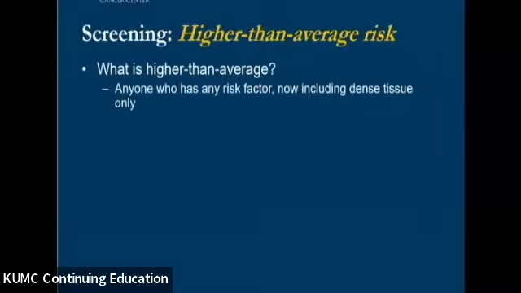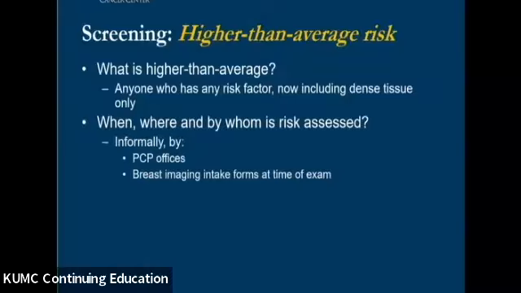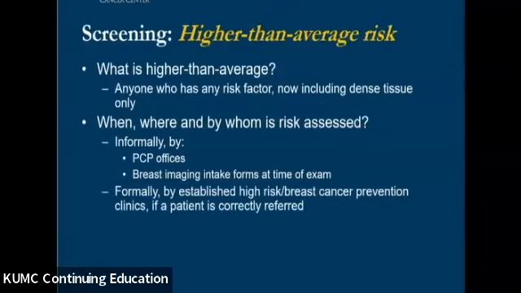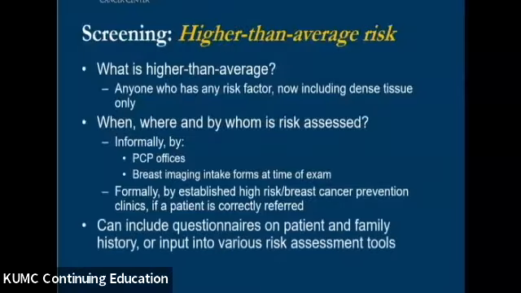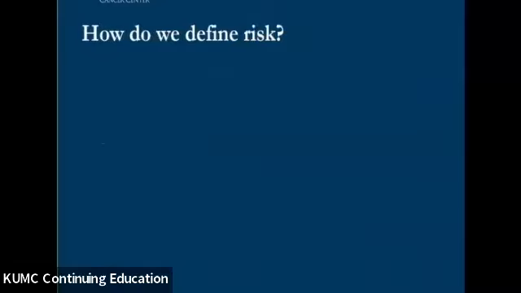So what do we talk about when we say higher than average risk? Basically, any patient that has risk factors other than just being a woman. This does include just having dense tissue. And how is this assessed? This is assessed in a couple ways, informally at primary care offices or when patients come in for their breast imaging, just on our routine intake forms. And then it's also assessed formally by high risk providers, breast cancer prevention clinics, but that also relies on the patient being correctly referred there in the first place. This can include questionnaires on the patient risk, family history, and then input into various risk models. And ideally, we're doing this by age 25 to 30.